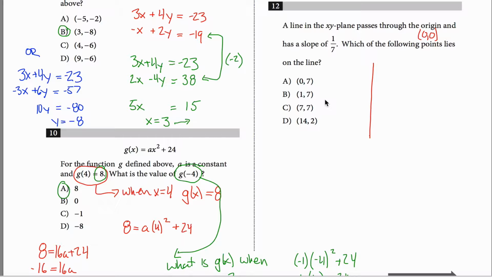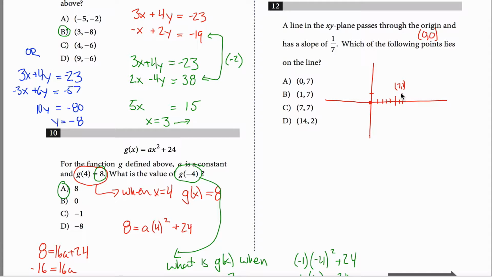You could try to graph this thing. You could be like, okay, it goes through the origin, which is 0, 0. And then if it has a slope of 1/7, that means every time it goes up by 1, it goes to the right by 7. So 1, 2, 3, 4, 5, 6, 7. It goes through this point right here. This point right here is at 7, 1. You list the x-coordinate first and the y-coordinate second. Unfortunately, that's not one of my options here.